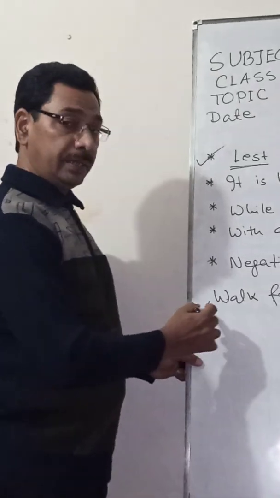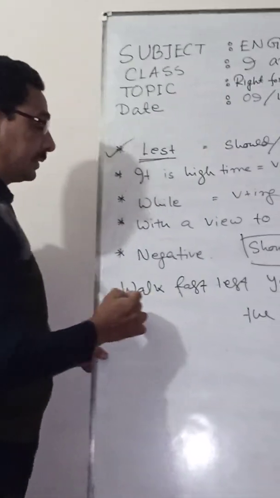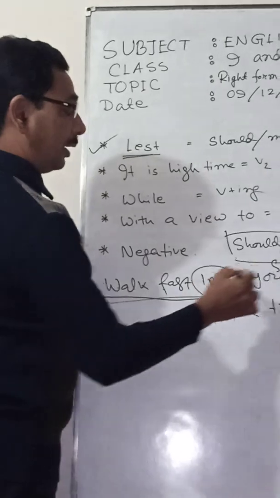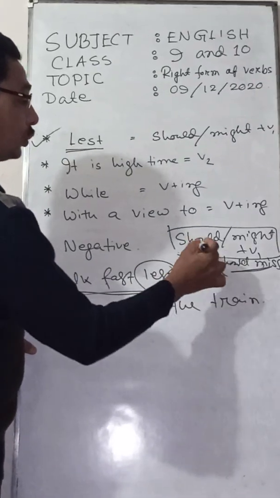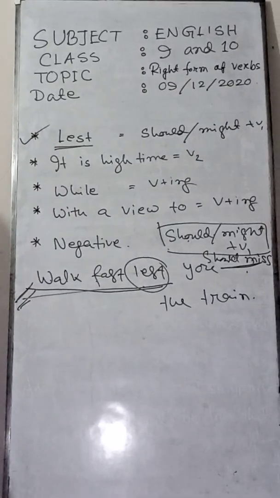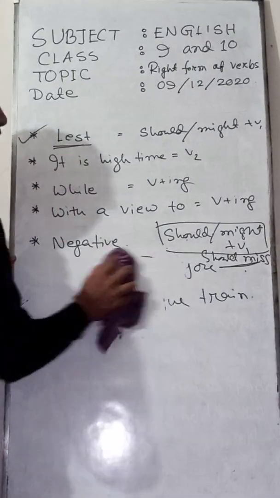And I am repeating again. If you find a structure with lest, you have to write down the verb should or might plus V1. This is very simple and important too.